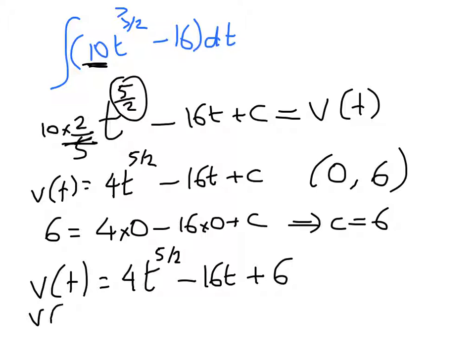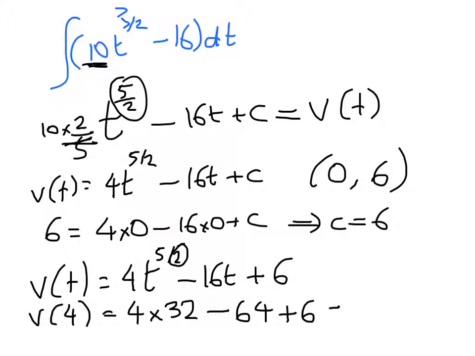Now we need to work out v at 4. So 4 times, well, let's do this in our head. So 4 to the power of 5 over 2, 4 to the 1/2 is just the square root of 4, so that's 2. So 2 to the power of 5 is 32. So 4 times 32 minus 64 plus 6. So that works out to be 70. And our units for velocity is speed, so it's meters per second.